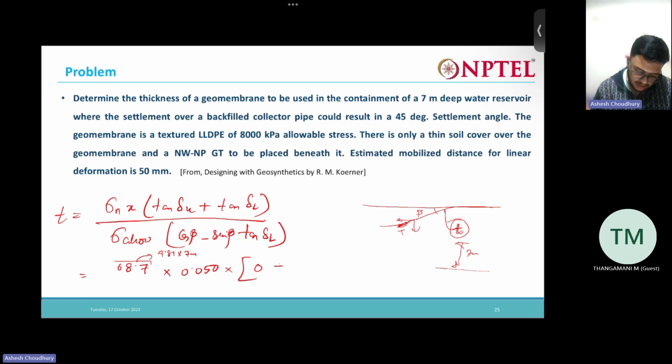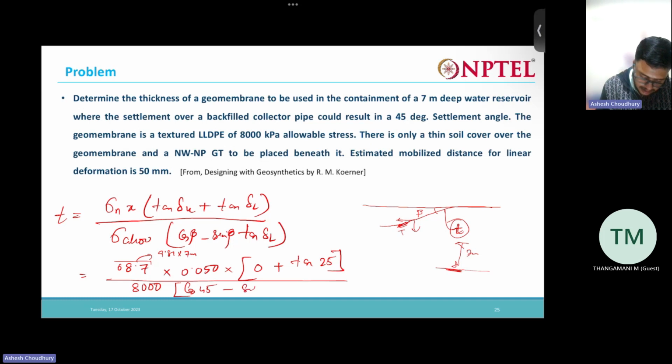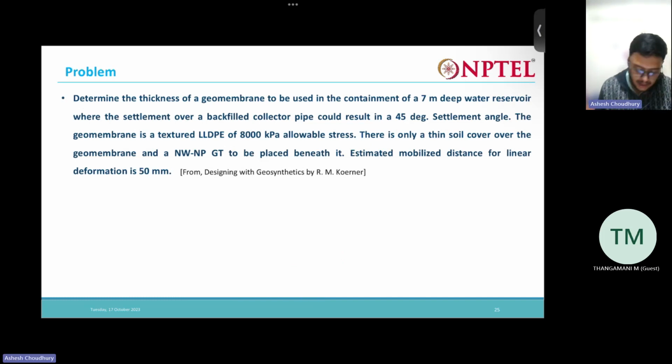For this delta lower, we will choose it as follows. What is given? There is only a thin soil cover to be placed, so a non-woven needle-punched geotextile is actually placed beneath this. So we will take this as 25 degrees. All of this should be obtained from tests. What is the allowable stress? 8000 kPa. cos beta minus sin beta tan delta lower is 50. If you do this, we'll get 0.53. Okay, so I hope this is clear.